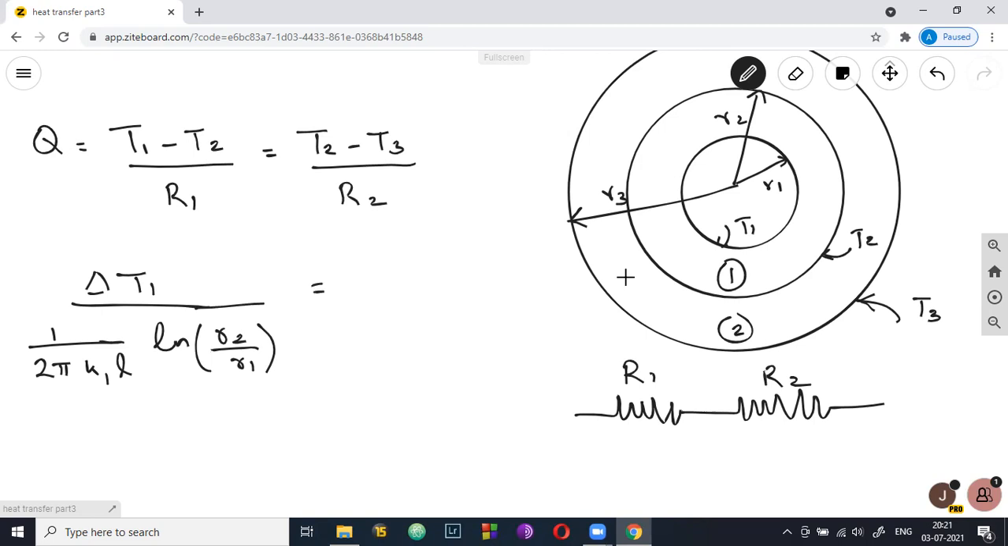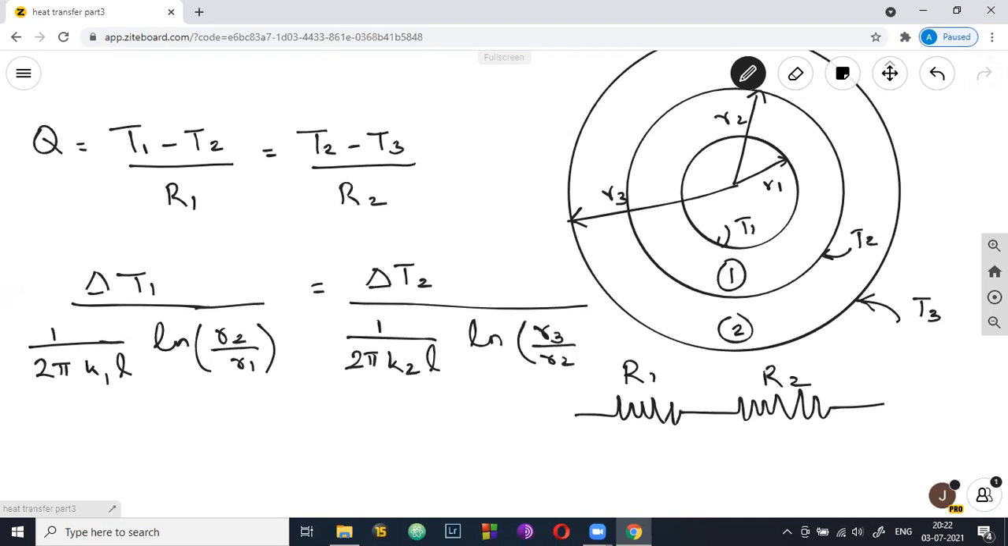Now T2 minus T3 can be written as delta T2 divided by, again, the outer is also a cylinder, so the same formula. The difference is that instead of K1, I'll be writing K2 because this is another material, log of outer radius for the second material R3 divided by inner radius R2. Got the idea here? So T1 minus T2 is taken as delta T1. This is the resistance formula for a cylinder, 1 by 2 pi K L, with K1 here for the first material.